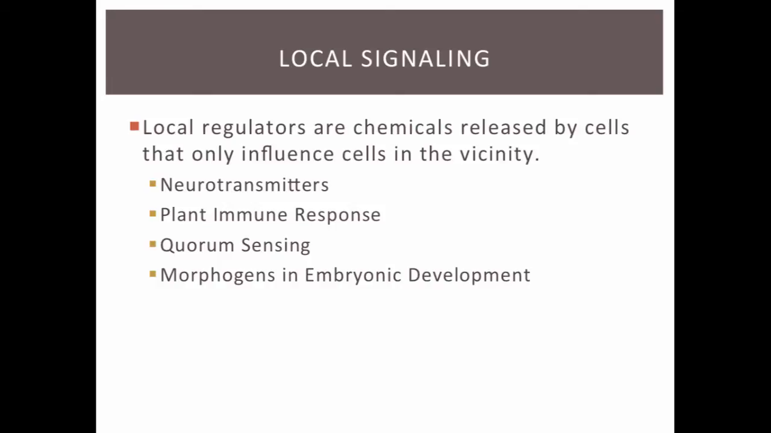Now let's talk about local signaling, which is when cells release chemicals that travel across short distances to influence cells in the nearby vicinity. We'll discuss 4 types: neurotransmitters, plant immune response proteins, proteins involved in quorum sensing, and proteins known as morphogens that can influence embryonic development.